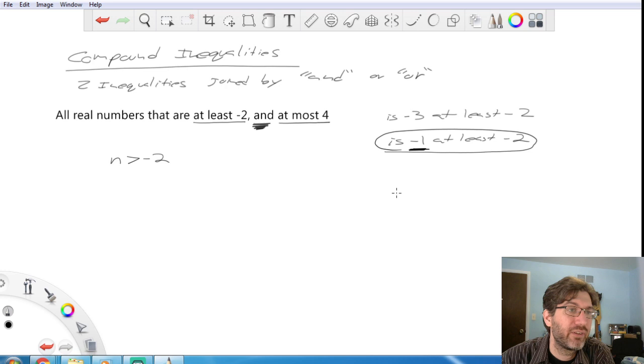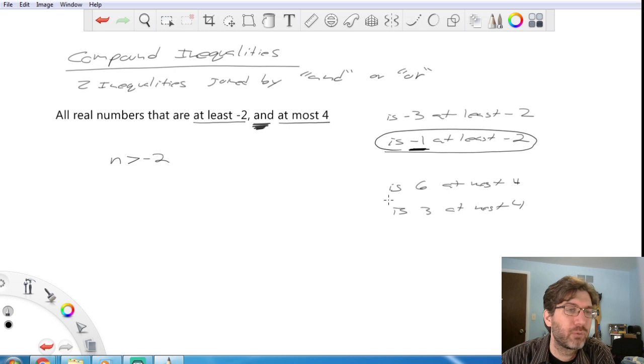So again, think in your head, pick some numbers. Let's pick one above. Is 6 at most 4, or is 3 at most 4? So I picked a number above 4 and a number below 4 in my head, and I'm just thinking about it. Is 3 at most 4? Is 6 at most 4? This one's going to be all real numbers, 6 at most 4, now 3 at most 4.